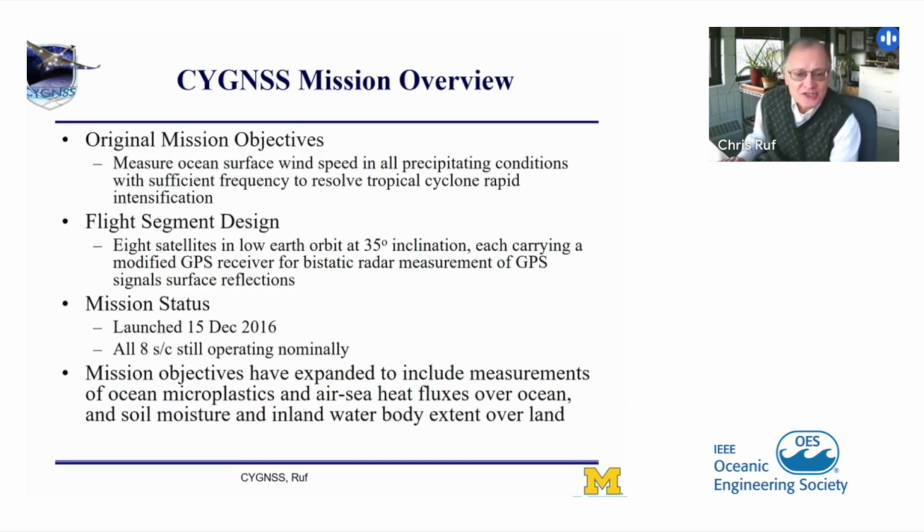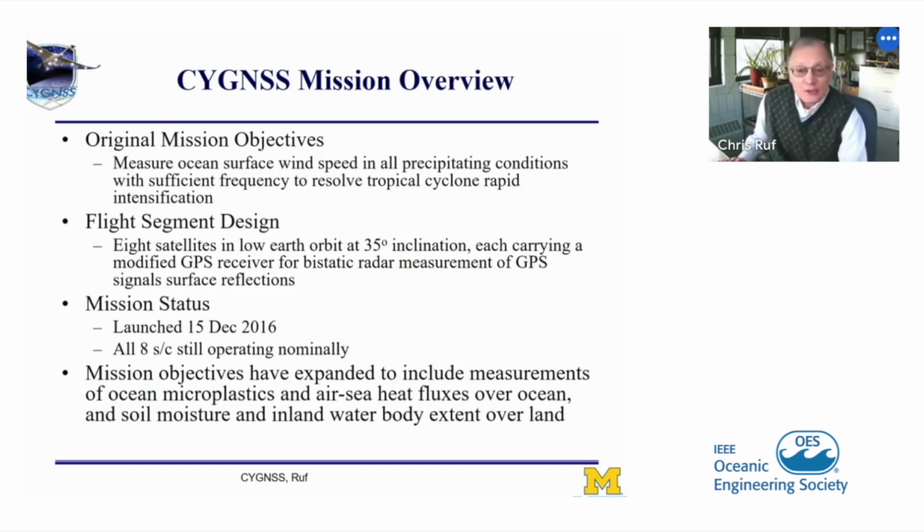The satellites are in a very low inclination orbit, 35 degrees away from the equator. And because of that, we only make measurements between about 38 degrees north latitude and 38 degrees south latitude. So that's a restriction on our ability to measure anything. The satellites were launched into orbit on one rocket, all 8 of them on a single rocket, in December 2016. All 8 of the satellites are still working fine, and it's been up now for a little over 5 years.